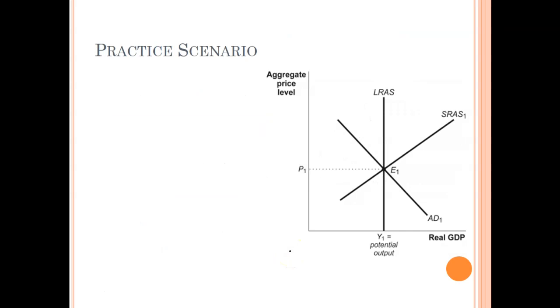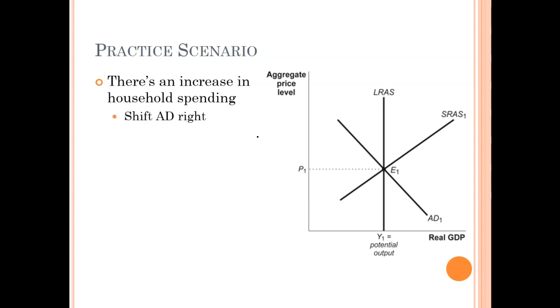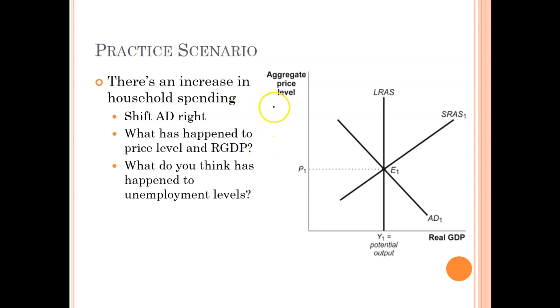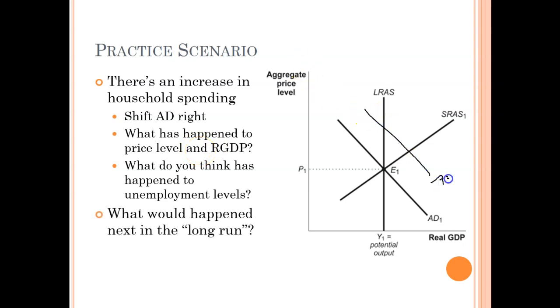So here's a little practice scenario. You're starting out at full employment, then there's an increase in household spending. See what you think will come up. So the aggregate demand curve is going to shift to the right. Okay, shift to the right. What happens to the price level and real GDP? What do you think is going to be happening? Okay, so aggregate demand shifts to the right. Price level increases. Let's go ahead and mark this up here.